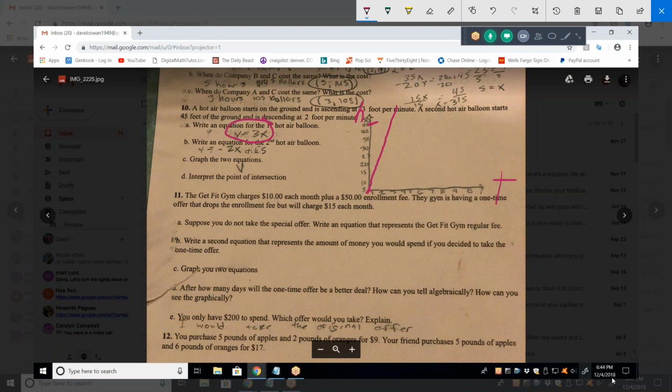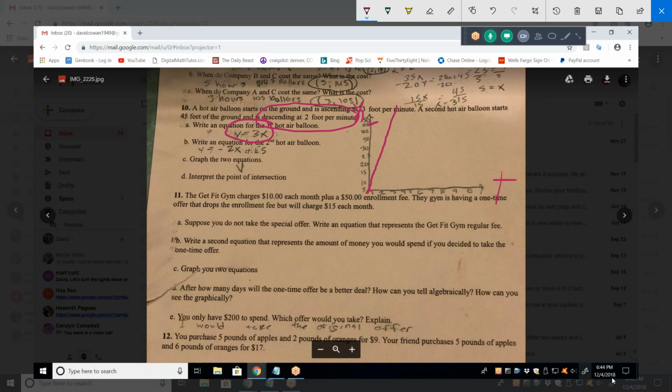Oh, can't see. It's right here. Oh, wait, no, 2 feet. Sorry, I just couldn't see it. 2 feet, and is it going up or is it going down? Down. Correct, because it's descending. So what is its slope? It's starting at 45 and it's going down every minute is 2 feet down. What is its slope?